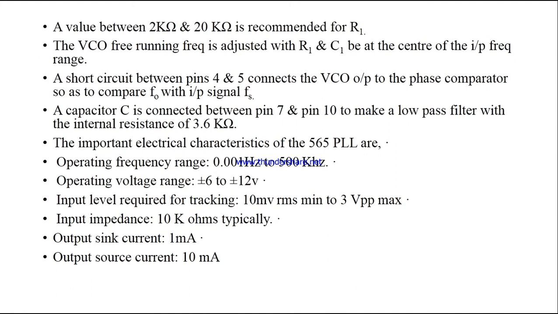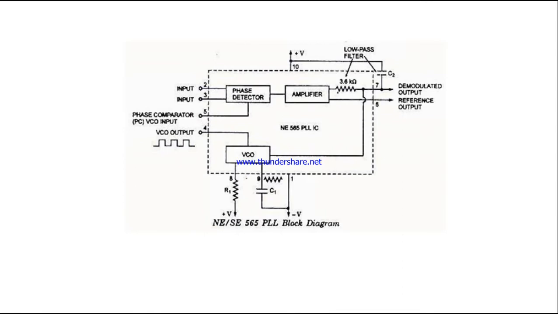Values between 2 kilo ohm and 20 kilo ohm are recommended for R1, and here in this diagram of the 565, a value between 2 kilo ohm and 20 kilo ohm is recommended for RT. The VCO free running frequency is adjusted with RT and CT at the center of the input frequency. A short circuit between pins 4 and 5 connects the VCO output to the phase comparator so as to compare f0 with the input signal fs, and a capacitor C is connected between pin 7 and pin 10 to make a low pass filter with the internal resistance of 3.6 kilo ohm.